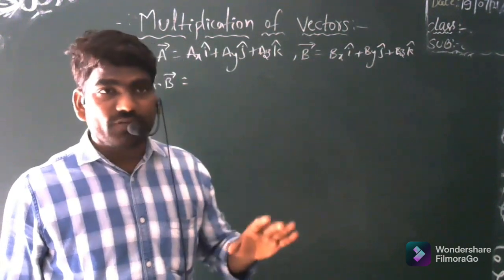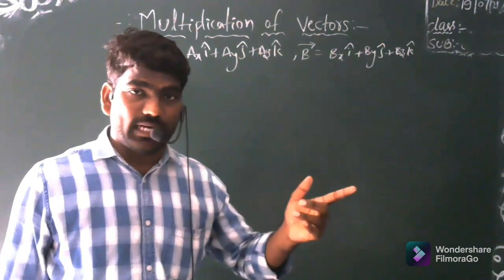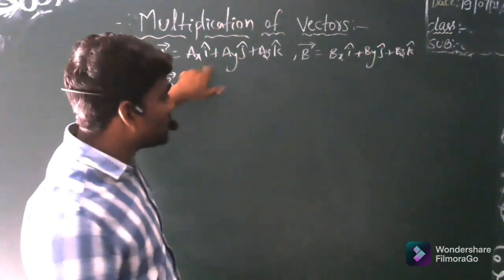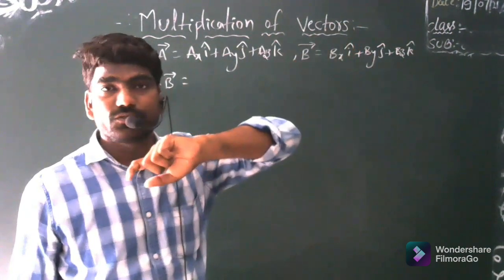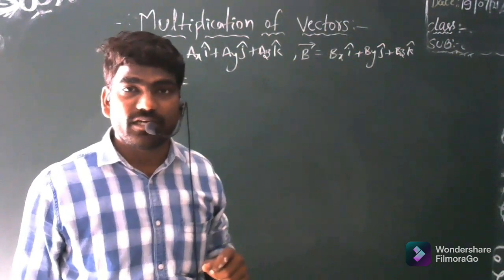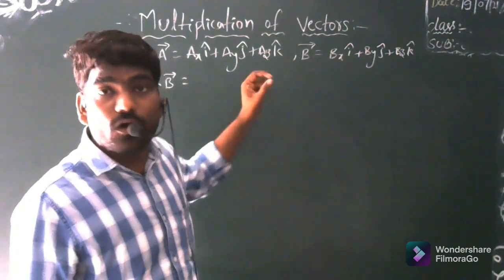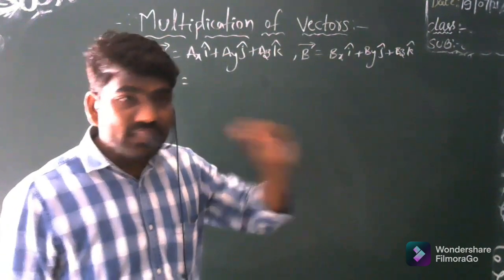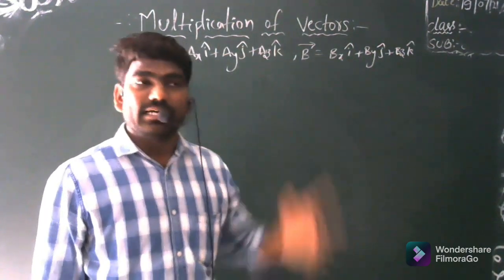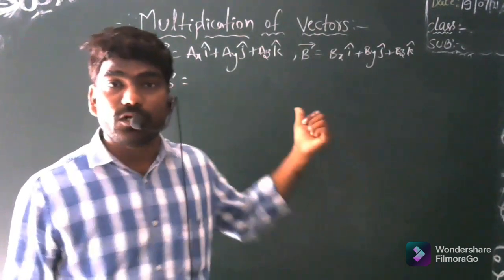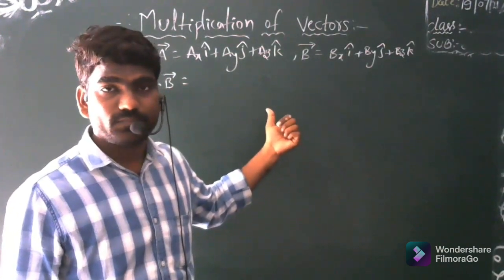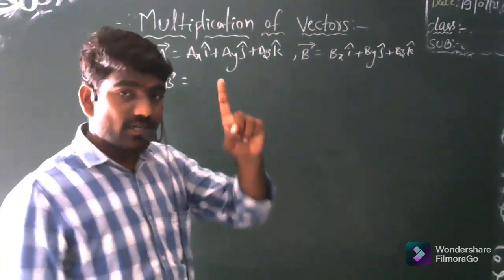So whatever the general formula we are having, magnitude of A into magnitude of B into cos theta. If you want to find out by using that formula, you can find out the magnitude of A by using this, and you can find out the magnitude of B by using these values. But where is the theta value given? Theta value is not mentioned here. So when the theta value is not given, in that case only you should follow the method which I am going to explain now. Please concentrate.